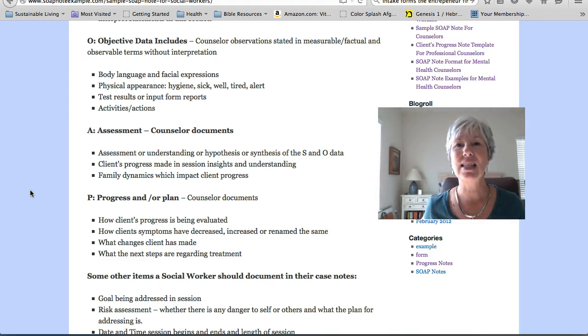And what are the next steps or the plan regarding treatment? Because remember, you're always working towards the discharge. Discharge planning is always part of your progress note also.